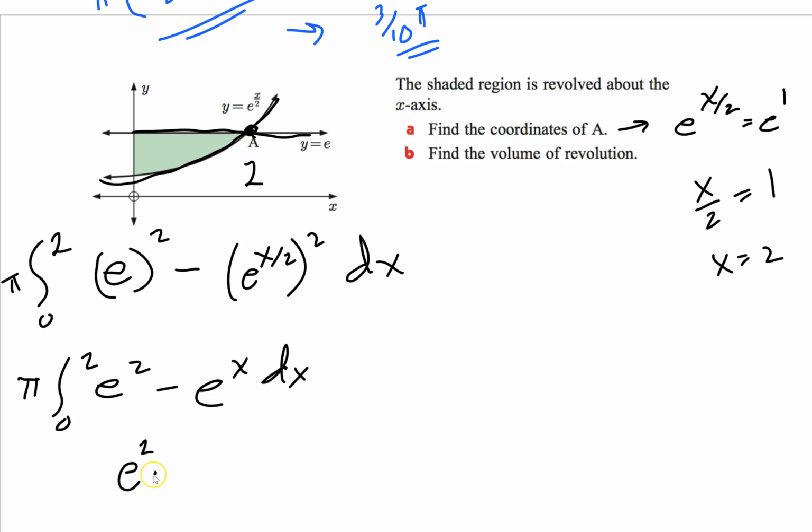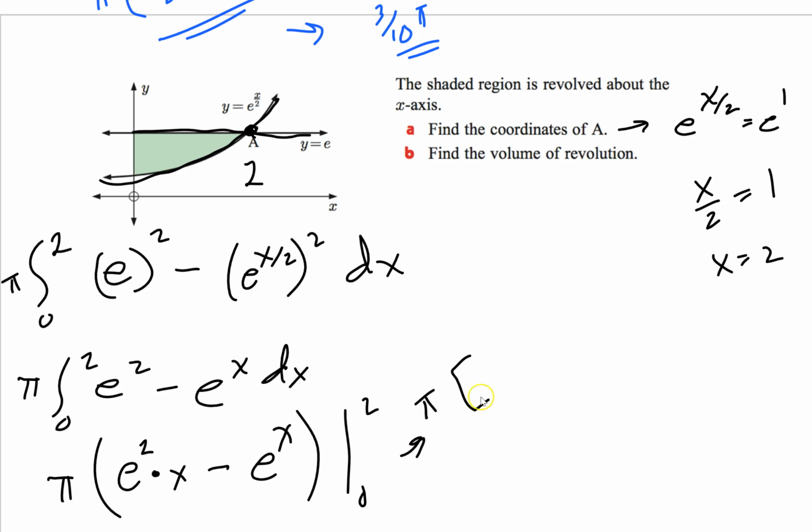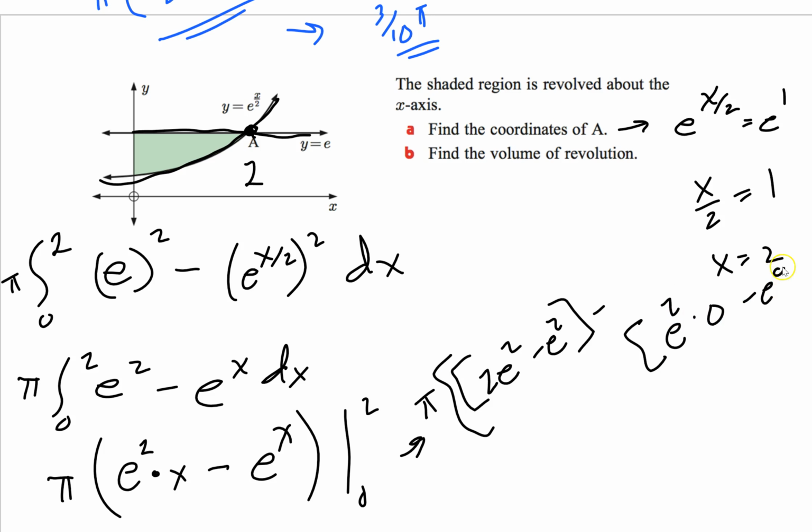So e squared times x. Now remember over here we're integrating e to the x. The integral of e to the x is e to the x. Again, we're doing limits, so we're going to go from 0 to 2. Now we just plug that in. It's going to be pi times, plug 2 in, 2e squared minus e squared, minus, parentheses, e squared times 0 minus e to the 0.